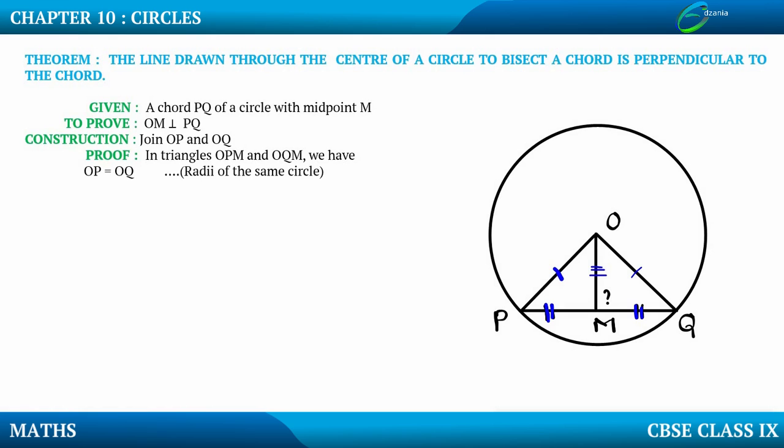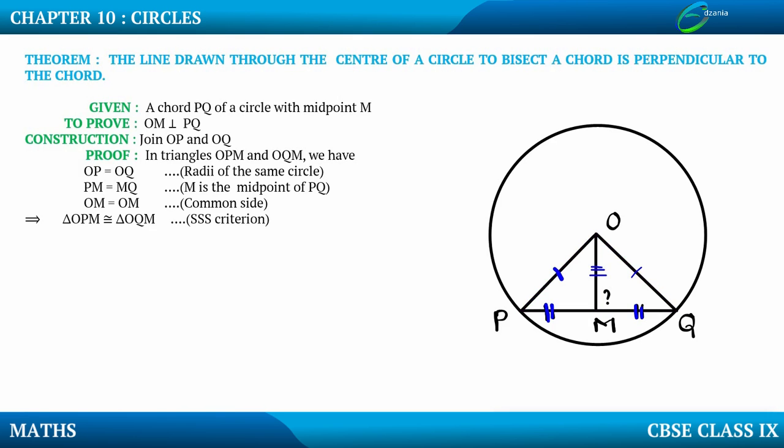You can see here OP is equal to OQ, radii of the same circle. PM is equal to MQ because M is the midpoint. And we have OM is equal to OM because it is the common side. Two triangles are congruent by SSS test now. But we are supposed to prove that the angle formed at OMP is 90 degrees. I am considering the corresponding parts of congruent triangles as angle OMP equal to angle OMQ. Both the angles will be equal now because both the triangles are congruent. The reason being CPCT, corresponding parts of congruent triangles.